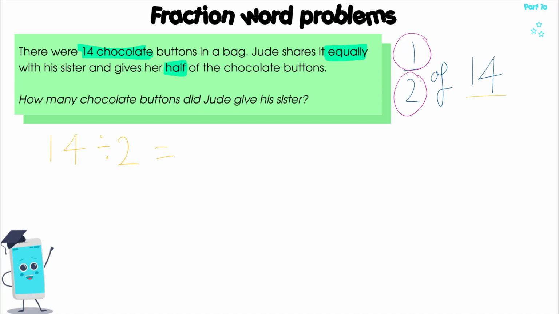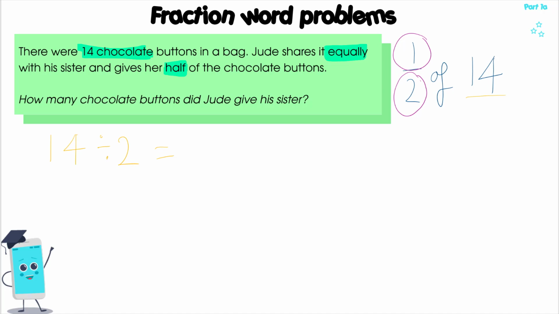So you may use 14 counters, share them into 2 groups. You may use a bar of 14. So you might get a bar, split it into 14 and then try and split that into 2. However you do it, we're working towards using our times table facts. So if you're not quite there yet, then use the resources that I demonstrate in the previous 2 videos.